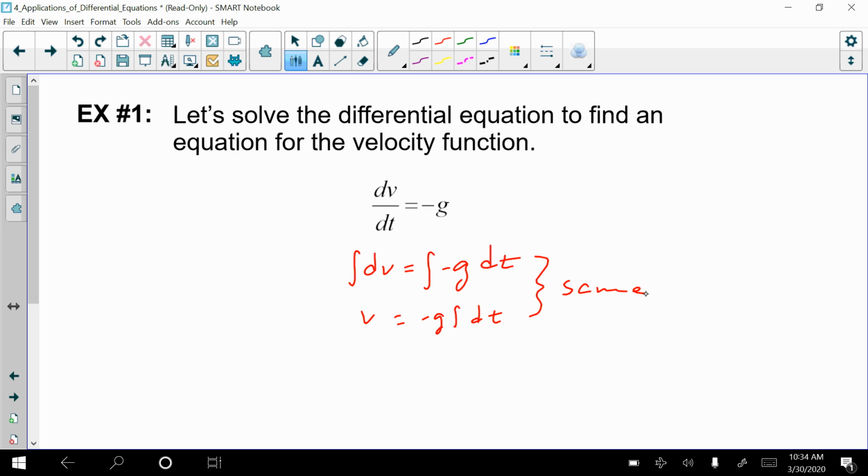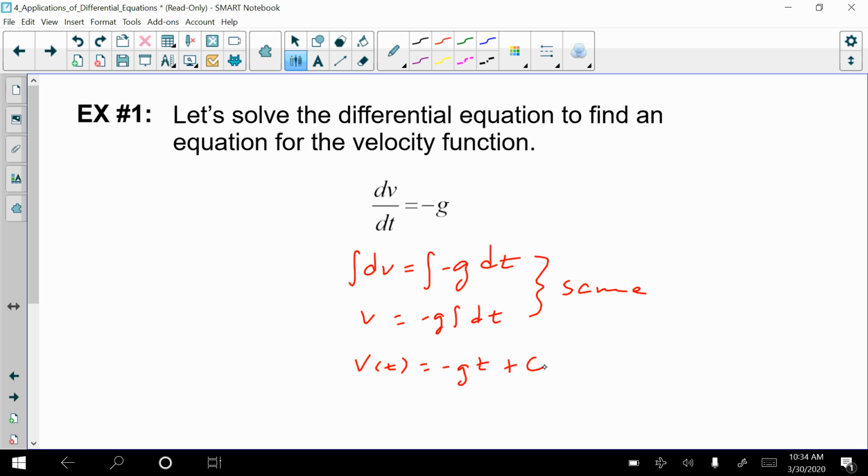It's just that in the way it's written on top, the constant is left inside of the integral, and on the one on the bottom, the constant has been pulled outside of the integral. But either way, we take the derivative of both sides, and here I'm going to change it to be v of t, since we are creating a function with respect to time, and that will be negative g times t, and we have a constant.